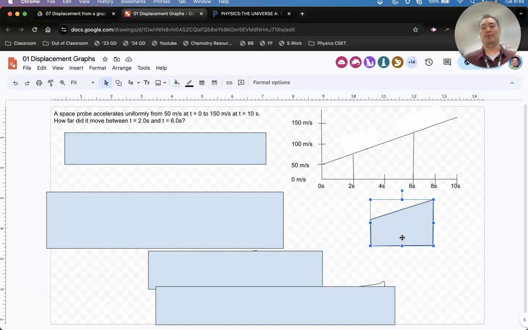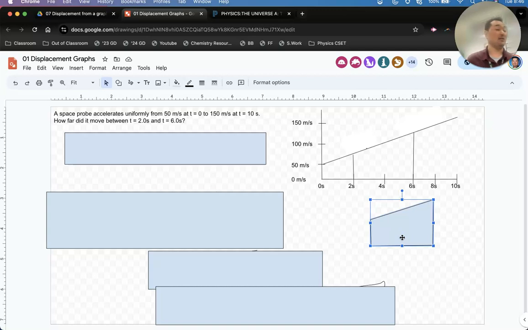Does anyone know how to find the area of a trapezoid? I did not know this offhand. I had to look it up, so don't feel bad if you don't know the area of a trapezoid. Does anyone know the area of a rectangle? This you should know. What is it, Xavier? Length times width. Length times width, right?